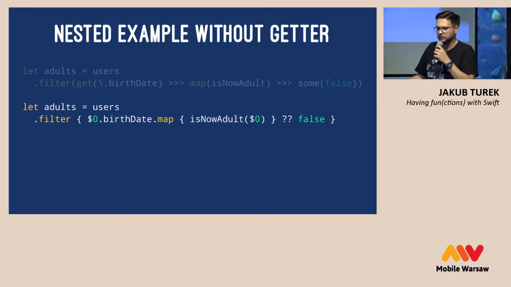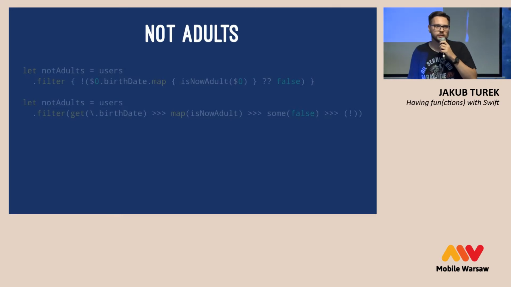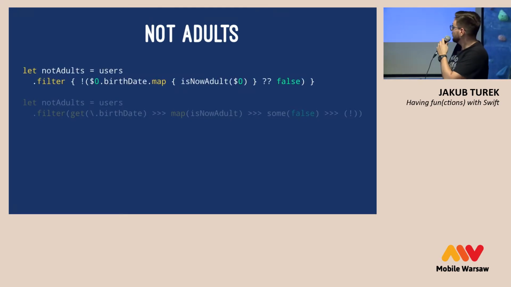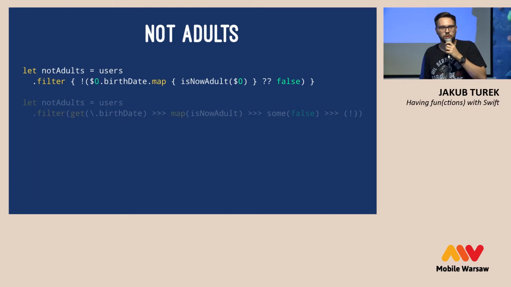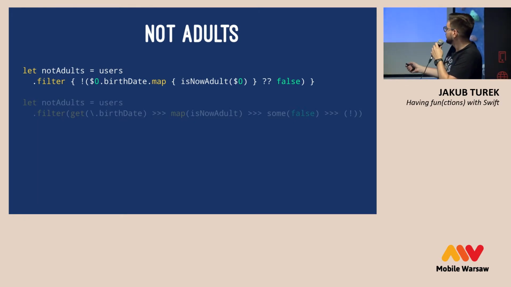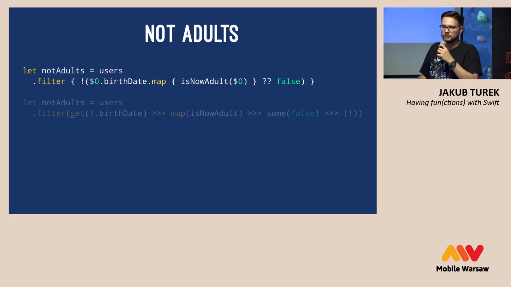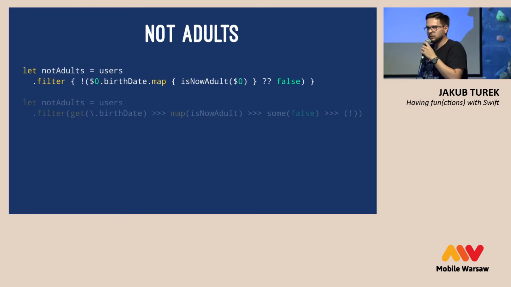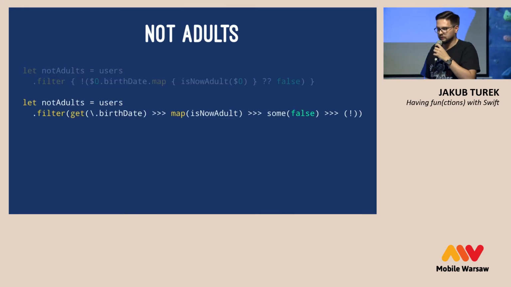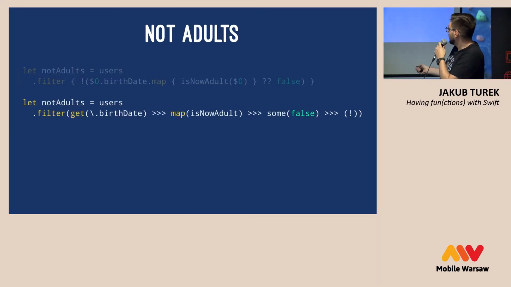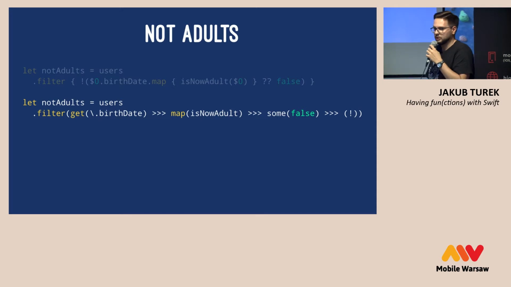So let's go deeper, and let's now try to find not adults. So here is our usual approach. The anonymous function we have defined previously, we have to wrap it in brackets and negate it. But what about the composition? How would it work? We just go with the same transformation, and in the last step, we pipe everything into the not operator, and it magically works.